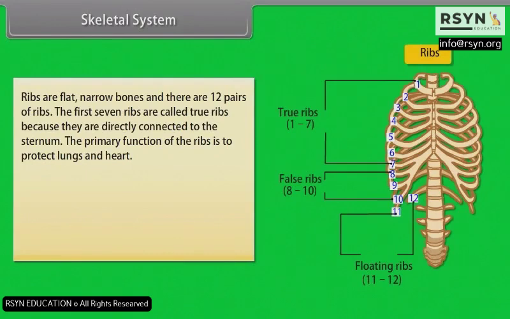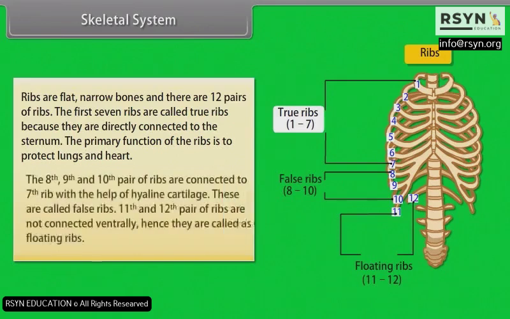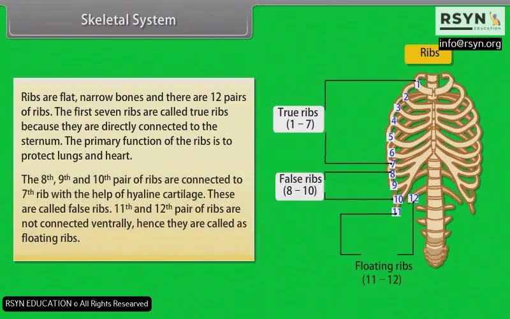The first 7 ribs are called true ribs because they are directly connected to the sternum. The primary function of the ribs is to protect the lungs and heart. The 8th, 9th, and 10th pairs of ribs are connected to the 7th rib with the help of hyaline cartilage. These are called false ribs. The 11th and 12th pairs of ribs are not connected ventrally. Hence they are called floating ribs.